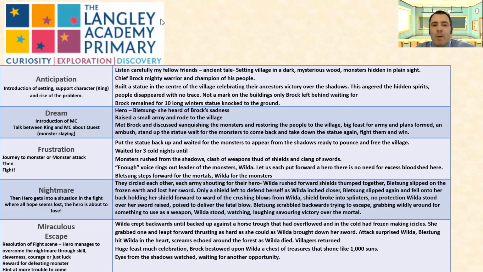She raised a small army, having heard of Brock's sadness, and rode to the village. She meets Brock. So this is where our main characters get introduced. They discuss vanquishing the monsters and restoring the village. They have a feast. They form their plans. They set up an ambush. They put the statue back up, waiting for the monsters to come. So we've got all of these starting to come together.